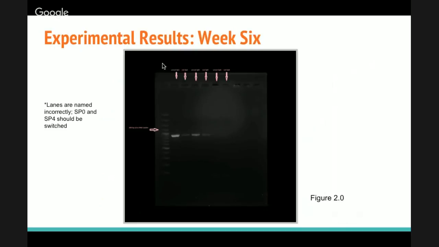And this right here is the experimental results for week 6. As you can see, we have uncut SP1, cut SP1, uncut SP4, cut SP4, uncut SPO, and cut SPO. The lanes are named incorrectly because SPO and SP4 should be switched. From these results, we haven't really concluded what the results should be yet, but we'll get to that later on in this presentation.